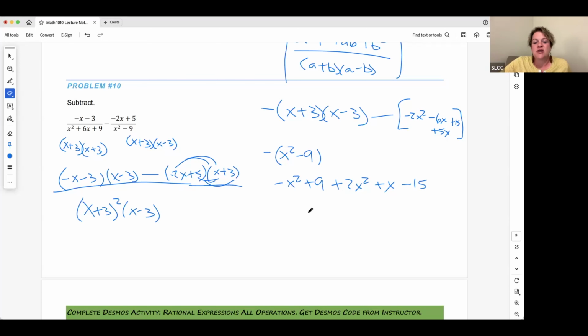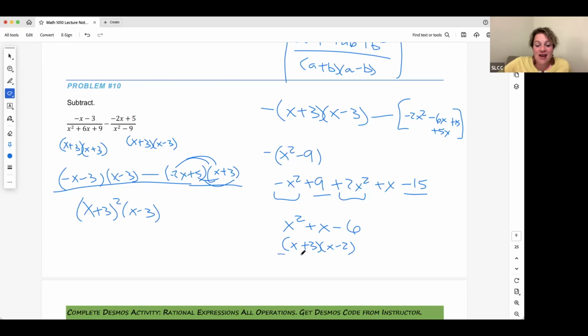Now let's combine like terms here. So I see a 2x squared minus x squared, which would give me x squared. So x squared plus x, and then I can combine the 9 and the minus 15 to be minus 6. Now, can I factor? 6 would be 2 times 3. So this is my new numerator, and now I can factor to x plus 3 times x minus 2. Negative 2 times 3 is a negative 6, and 3 minus 2 is 1.